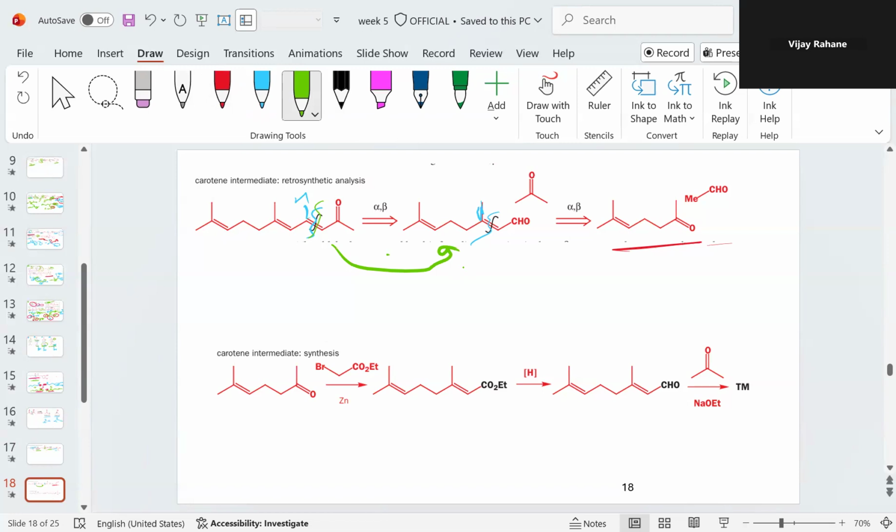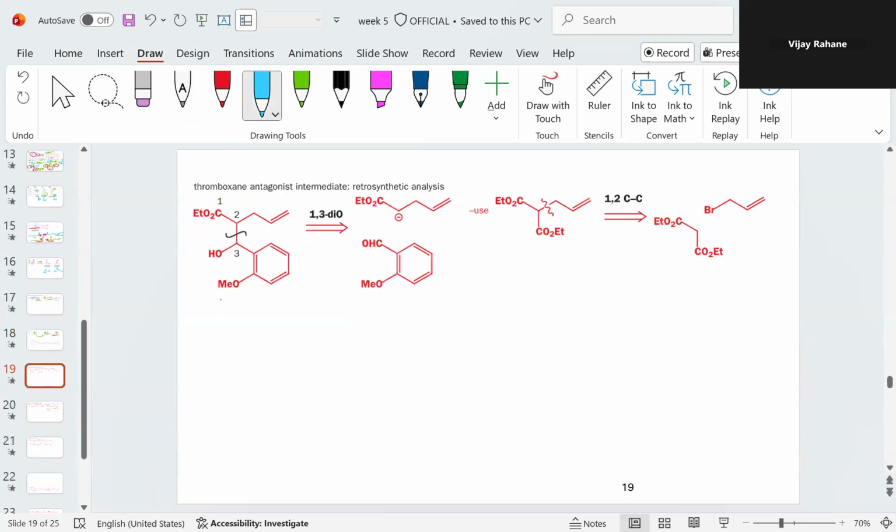So you just repeat a number of steps. In the first step it was the aldehyde, but in the second case we get the ketone. Why do we get the ketone? Because there is a CH3 group here, so that's why you get the methyl group. In the earlier case there was a hydroxy group. So this is how you can do retrosynthesis of similar such molecules.